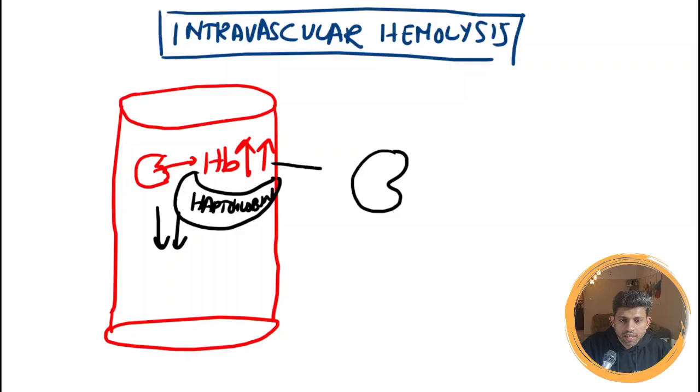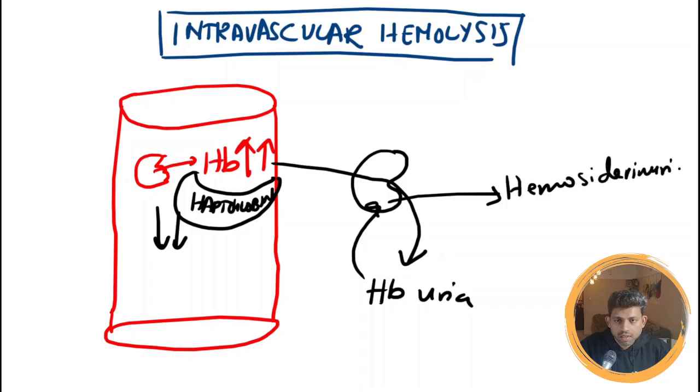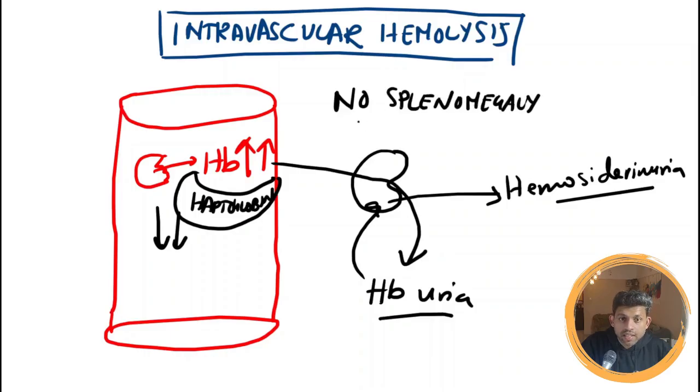This free hemoglobin can reach the kidney and get out through the urine, causing hemoglobinuria. And some of this hemoglobin gets converted to hemosiderin and gets released in the urine, causing hemosiderinuria. One interesting thing here which you need to notice is that the spleen is not involved anywhere. So you don't get splenomegaly in intravascular hemolysis. Let's look at some causes of intravascular hemolysis.